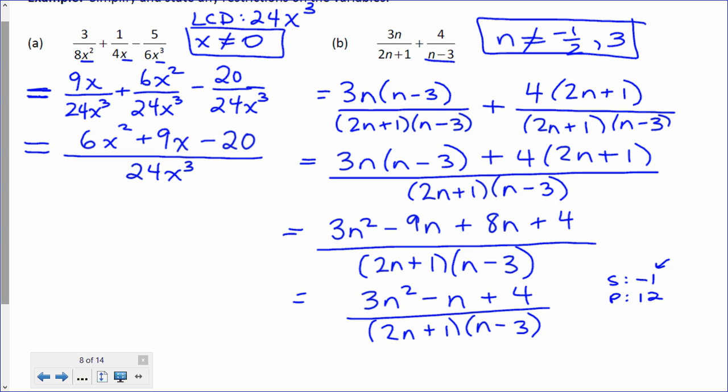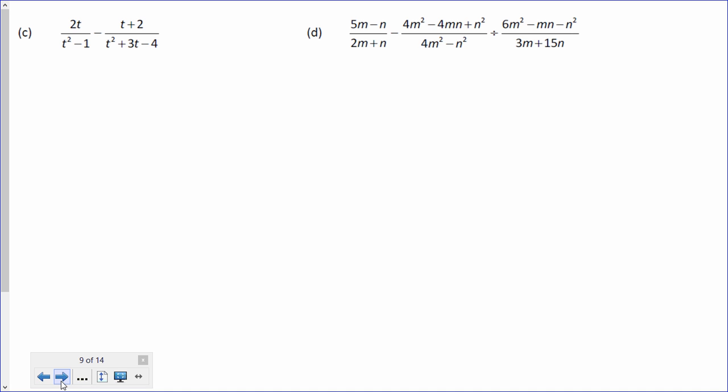Okay. All right. Let's do C. So in C and D, things get slightly more complicated.